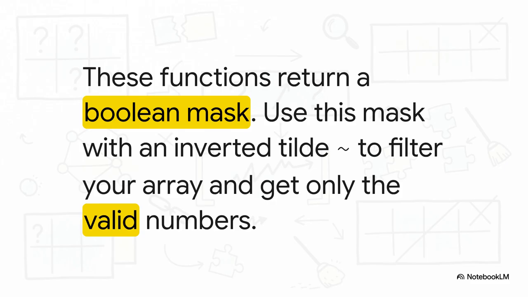So let's break this code down. np.isnan gives you a mask that's true for every nan. That little squiggly line, the tilde, is a not operator, so it just flips all the trues and falses. So the whole expression is basically saying, go into my array and give me only the elements that are not a nan. It's incredibly powerful.